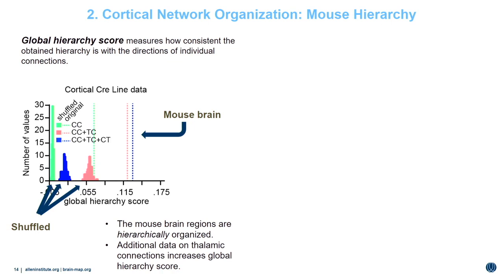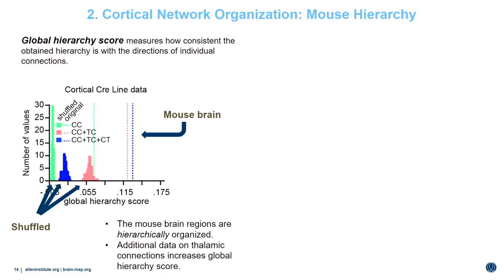What you see here is that the global hierarchy score for the shuffled data is always significantly lower than the global hierarchy scores for the mouse brain regions. And since the global hierarchy score measures the self-consistency of the obtained hierarchy, this basically indicates that the mouse brain regions are indeed hierarchically organized.